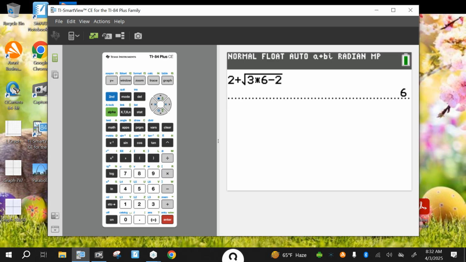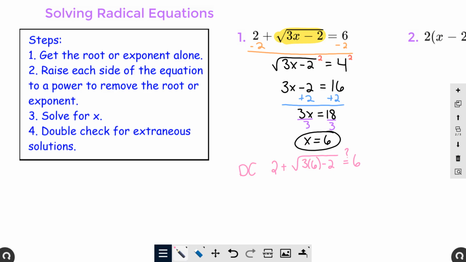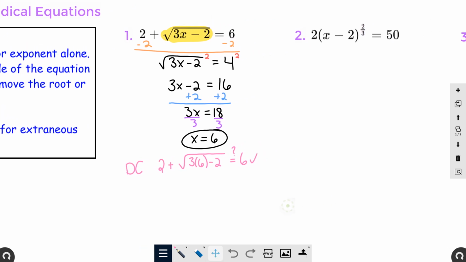All right, and as long as they equal out, then you're good to go. So that worked. Check. All right, let's do problem 2.